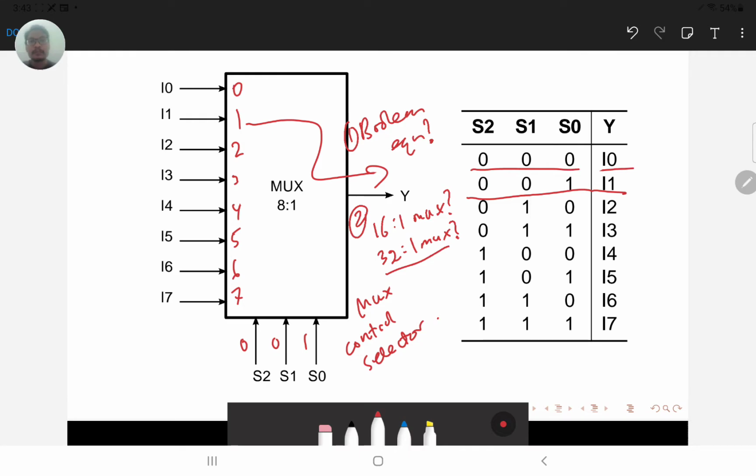So in the case of 32-to-1, we have a 5-bit control selector. Okay, so that means we have S4, S3, S2, S1, and S0. 5 bits for a 32-to-1 multiplexer.